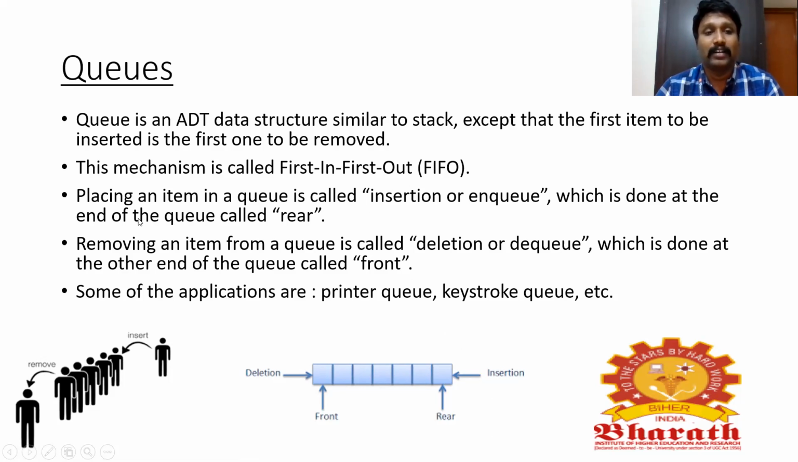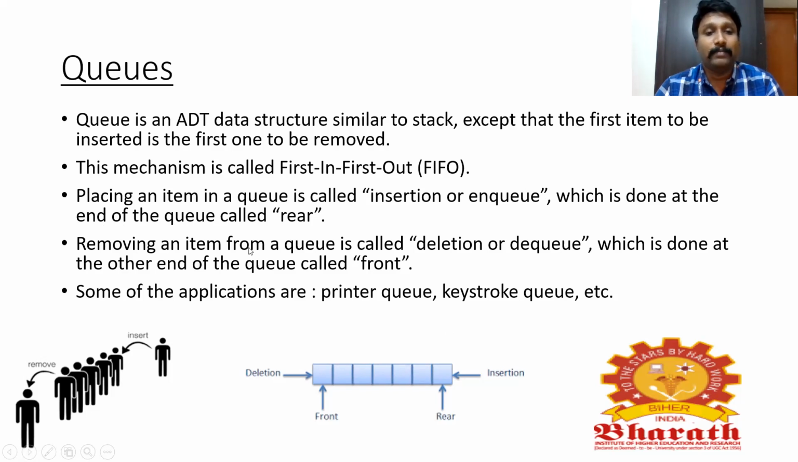First in, first out. Placing an item in a queue is called inserting. The insertion is done at the rear end of the queue, the last end of the queue. This end of the queue is called rear, R-E-A-R. So insertion will be called enqueue. The enqueue operation will be done at the rear end of the queue.